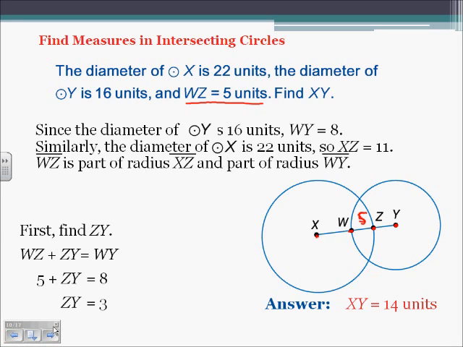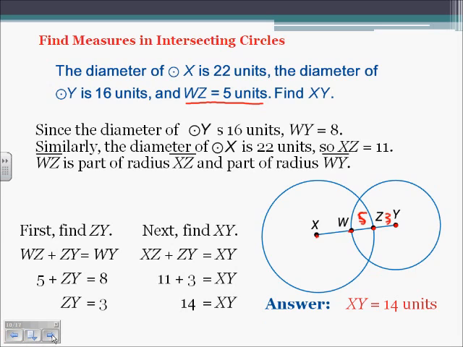Now that we know ZY is 3 units, and we also have already found out XZ is 11 units, we can find that whole segment by adding together XZ and ZY, because that makes up all of XY. We know XZ is 11, ZY was 3, so then XY is going to equal 14 units.